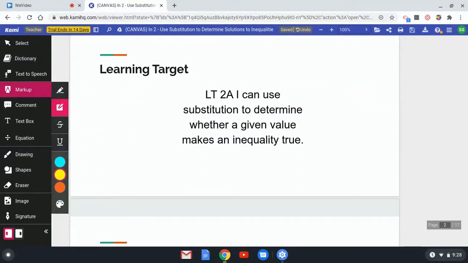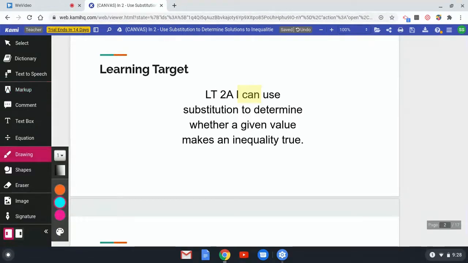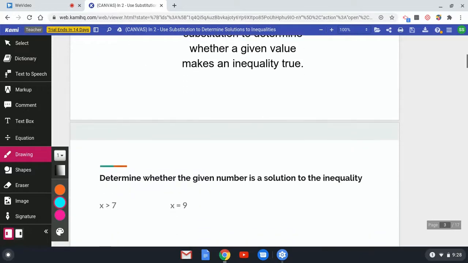So let's read together our learning objective, our learning target. So start at I can, ready, go. I can use substitution to determine whether a given value makes an inequality true. Okay, so just like in equations where they would say x plus 4 equals 12, does substituting x equals 7 make it true? That's what we're going to do today, okay?